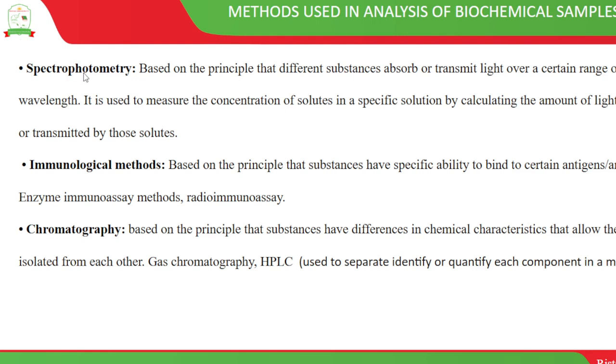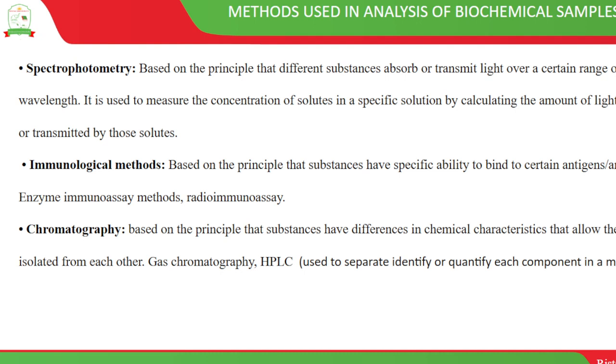One is spectrophotometry. This is based on the principle that different substances absorb or transmit light over a certain range of wavelengths. It is used to measure the concentration of solids in a specific solution by calculating the amount of light absorbed or transmitted by those solids. This is now more of a physics thing about light and absorbance or transmission of light.